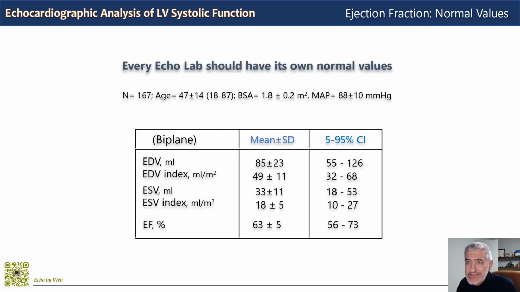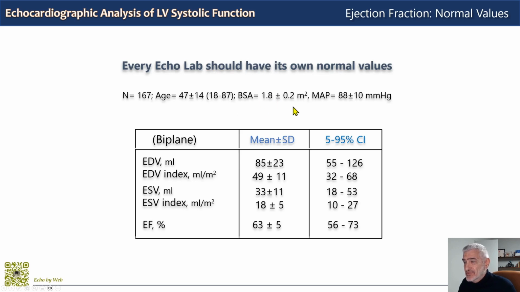And thus, these are the normal values for left ventricular volumes and ejection fraction, which were seen in the Italian lab where I worked on a population of 167 normal subjects which were screened. Mean age was 47, between 18 and 87.